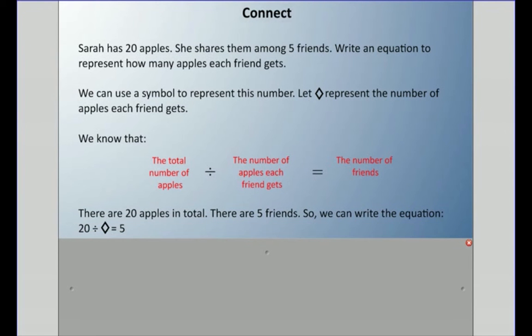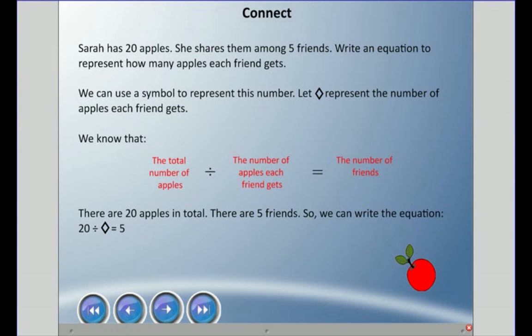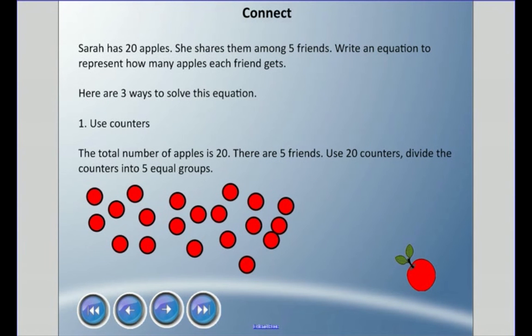So since there are 20 apples in total, we know that, right? It was told to us Sarah has 20 apples. We know there's 5 friends, but we don't know the number that each friend is going to get. So we can write an equation of 20 divided by diamond, for what we don't know, equals 5. So here are 3 ways you could solve this equation.